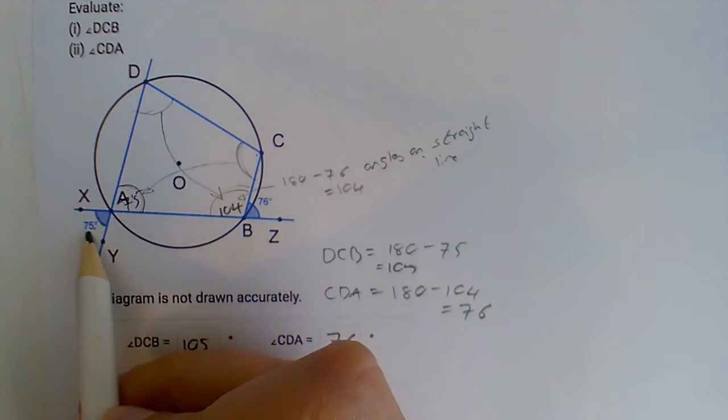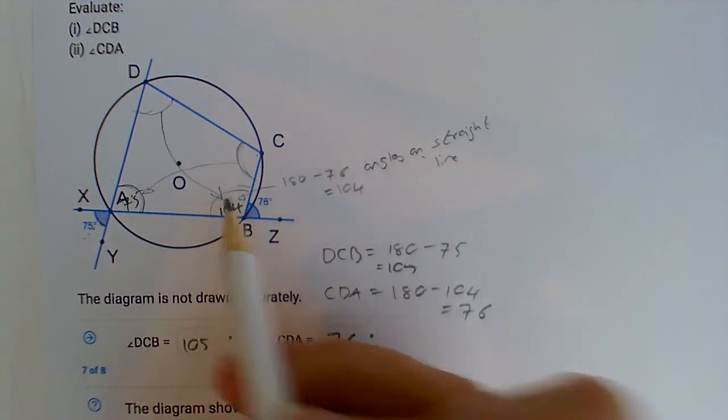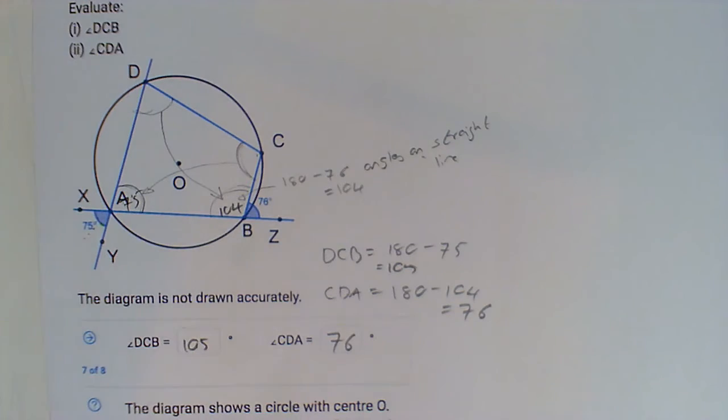So that's 75 because of that. That's 104 because of that. Now that we know those two angles inside the cyclic quad, we can use our circle theorem to calculate them.